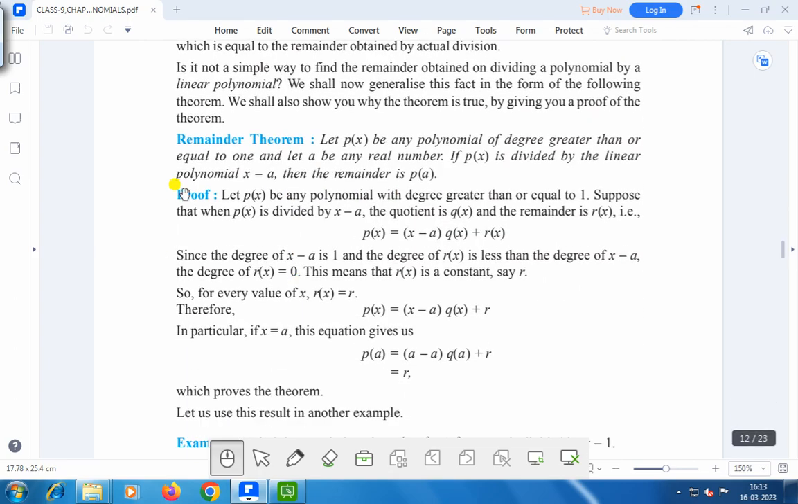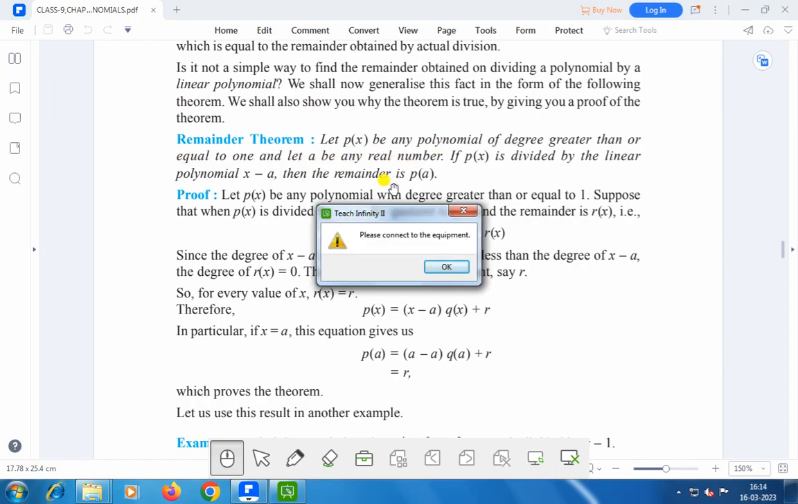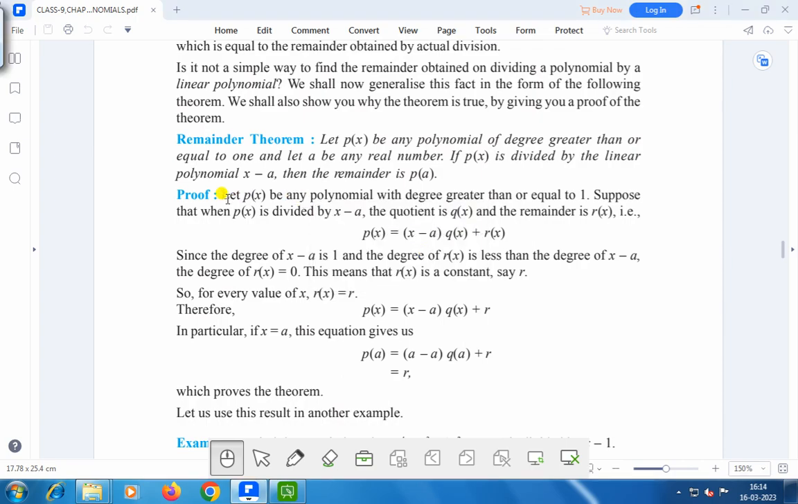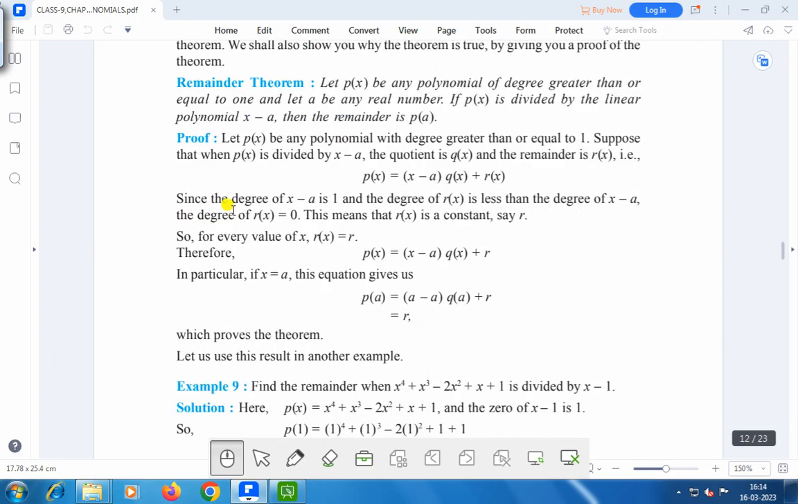The remainder theorem is: let p(x) be any polynomial of degree greater than or equal to 1, and let a be any real number. If p(x) is divided by the linear polynomial x - a, then the remainder is p(a). Here we will find the proof.